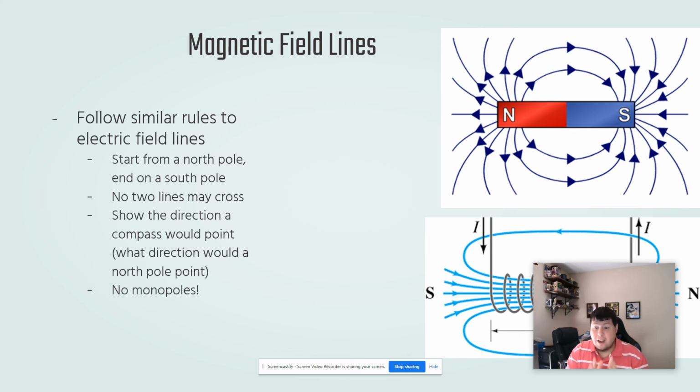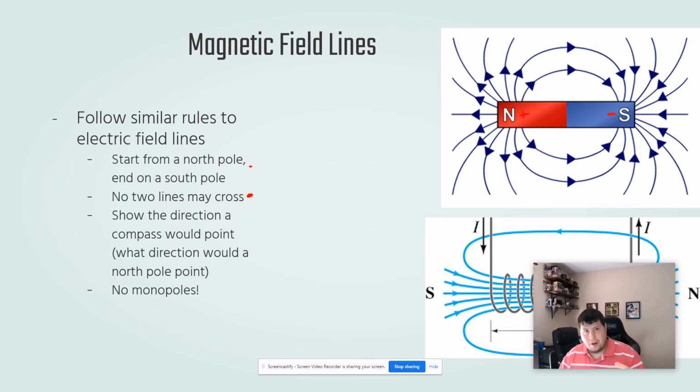Magnetic fields are very similar to our study of electric fields. They obey all the same rules. Electric field lines could not cross, therefore magnetic field lines could not cross. In electric field lines, they started from a positive and go to negative. Here, they start from a north pole and go to the south pole of the magnet. So you can think about north as positive, south as negative, same kind of thing.